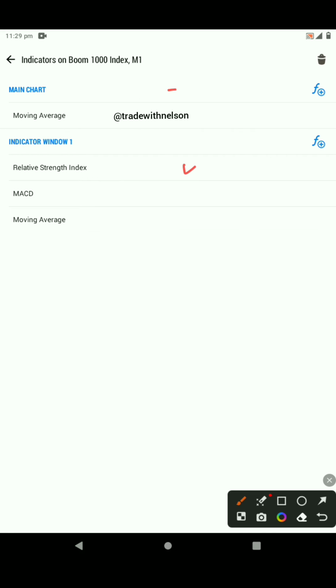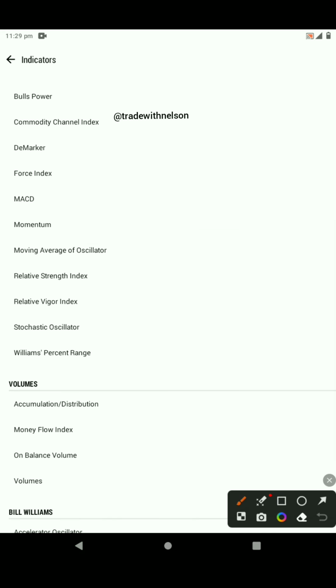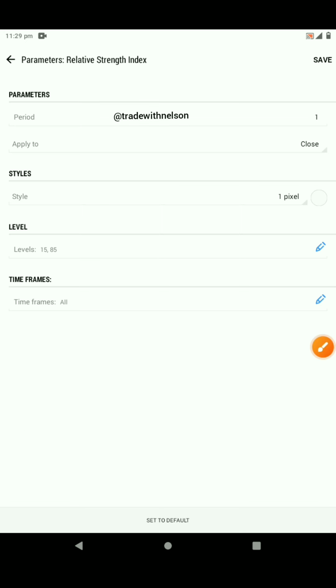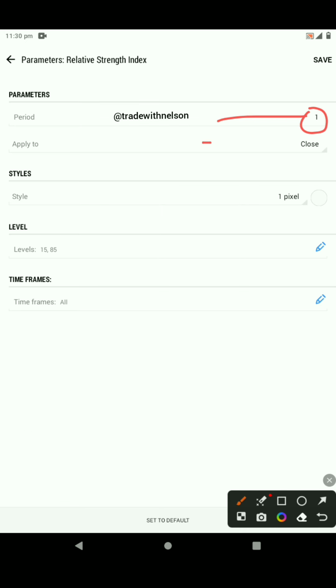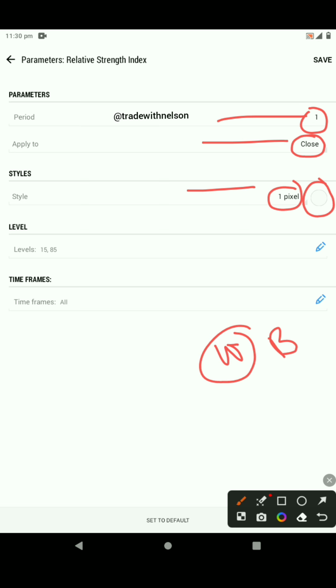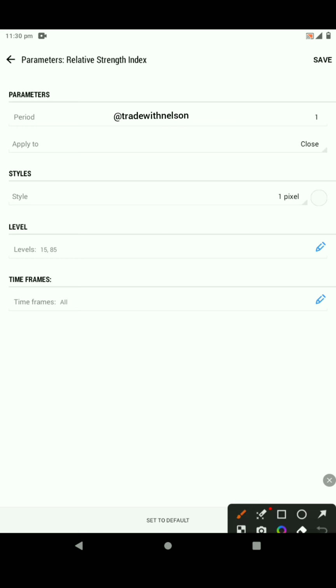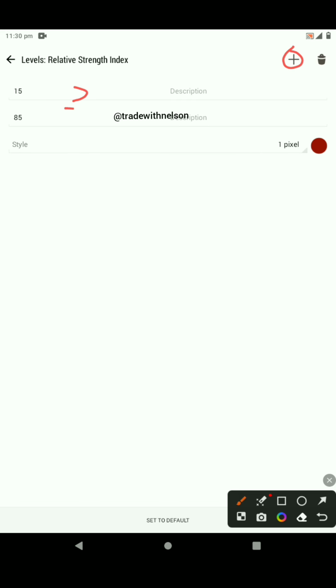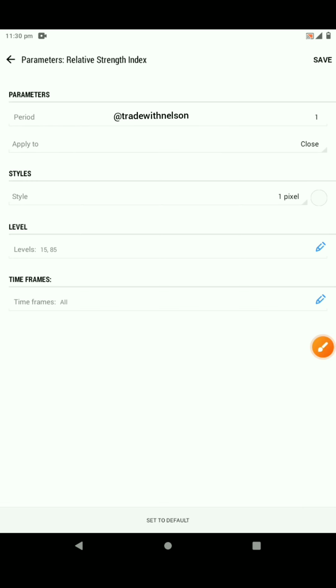For the RSI, click on the F icon on the main chart, scroll down a bit, relative strength index, click on that, make the period 1, apply to close, style 1 pixel, select the color of your background. If your background is white like mine, you select white. If it is black, you select black. For the levels, click on this pen icon, add level, type 15 and 85, style 1 pixel, and select a color of your choice. After that, click on save.